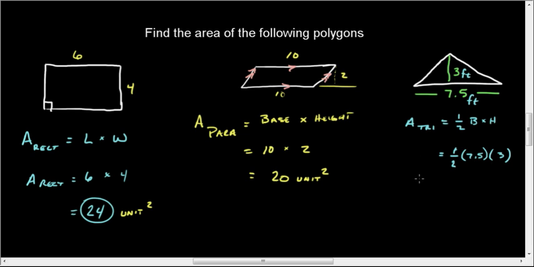So I have 1/2 of 7.5 times 3, or it's 1/2 times 15 halves, and then you can leave the 3 alone. That's fine. This is going to be 3 over 1. When we multiply fractions, you multiply straight across. So this is going to give me 45 over 4, which is going to be 11, and then I have 1 left over, so it's 11.25. This is going to be feet squared, or square feet. And that's how you find the area of polygons.